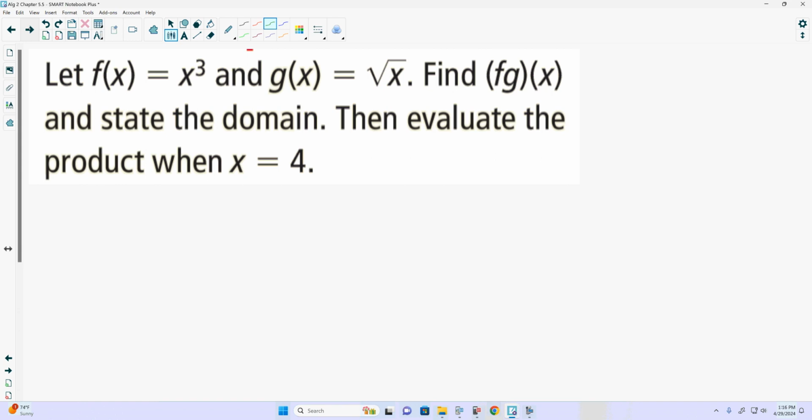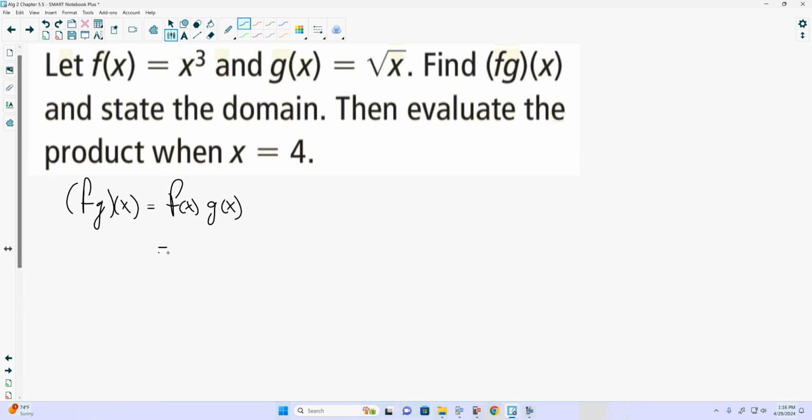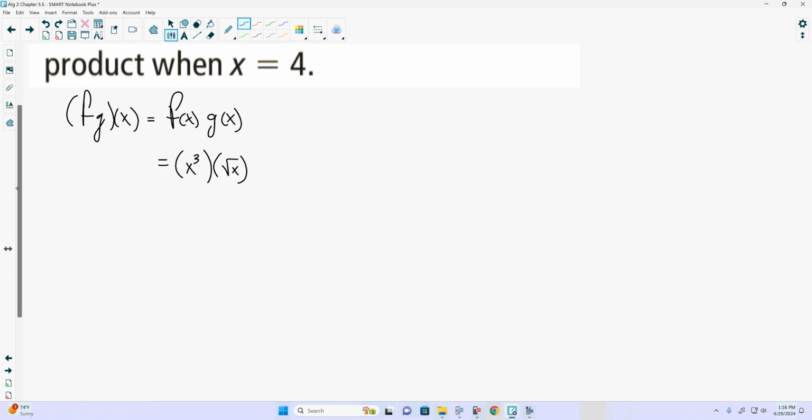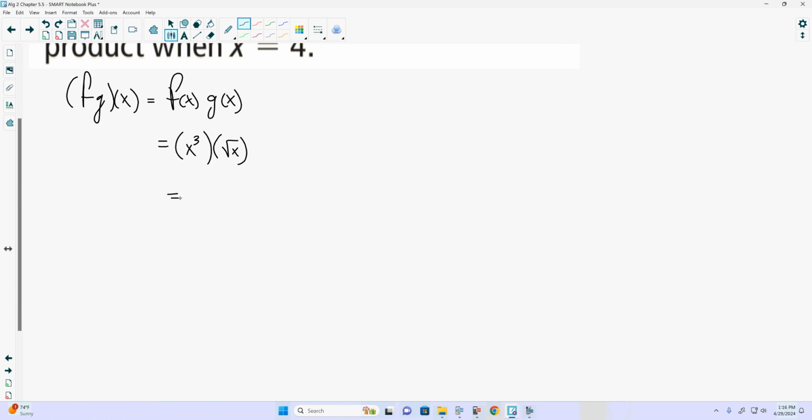Let f of x and g of x be these here. We want to find f times g of x. Well, f of x in our case is x cubed, g of x is square root of x. Well, x cubed times square root of x is x cubed times square root of x. And really, since this is multiplication, not division, we would leave it here.